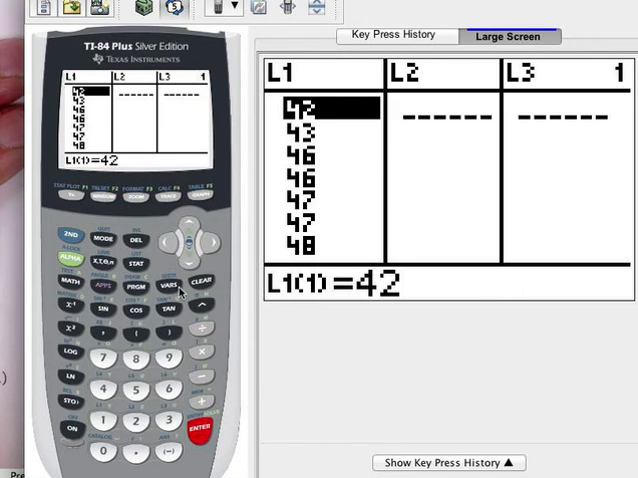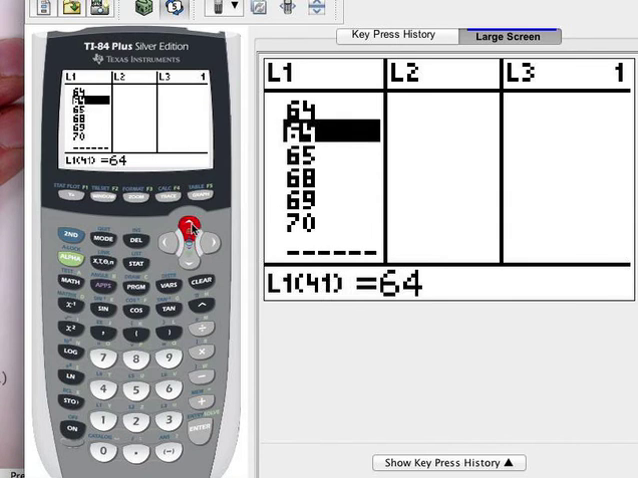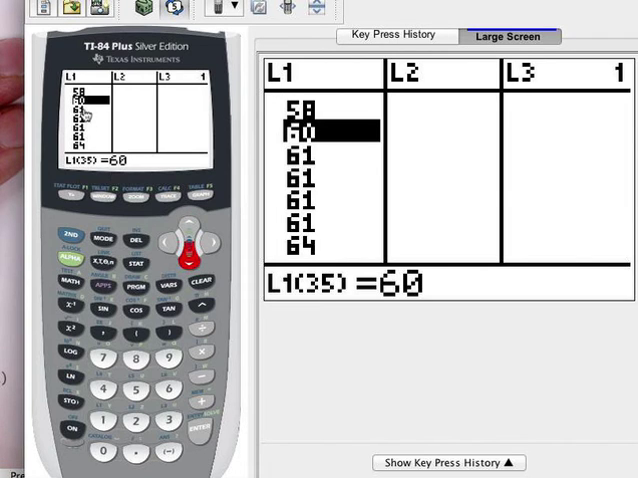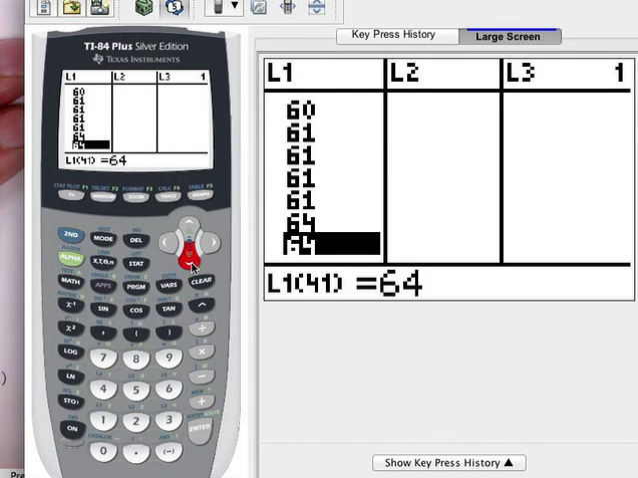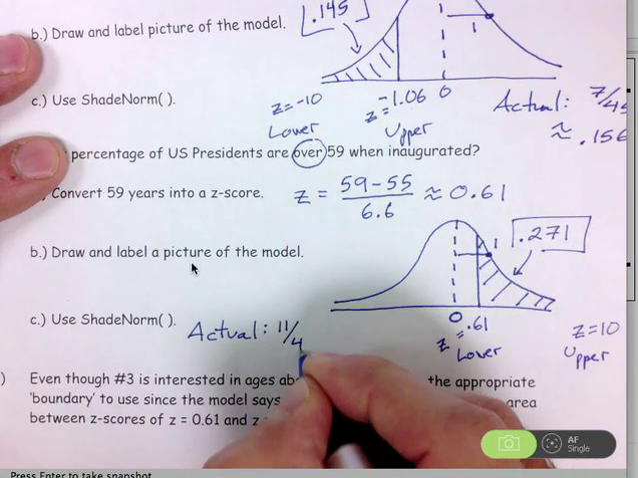A little trick: if you want to go to the bottom of the distribution, since we put these in order, if you press the up arrow, it'll actually take you to the bottom. I'm going to keep pressing the up arrow until I get to what I'm looking for. I'm interested in the count of presidents that are over age 59 when inaugurated. So the first one is this president who was 60. I'm going to count those observations. There's 1, 2, 3, 4, 5, 6, 7, 8, 9, 10, 11. Trump is the last one at 70. So we have an actual percentage of 11 out of 45.